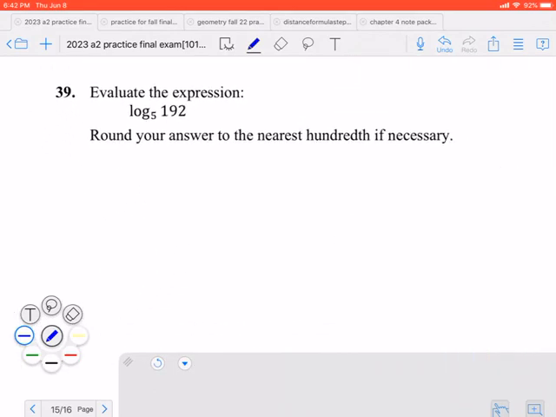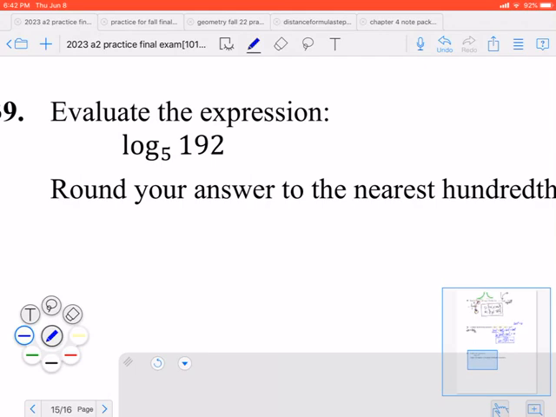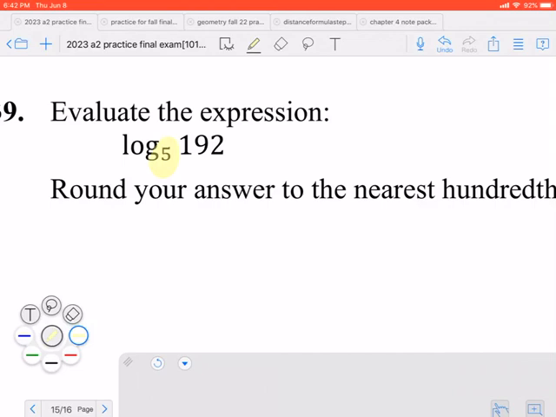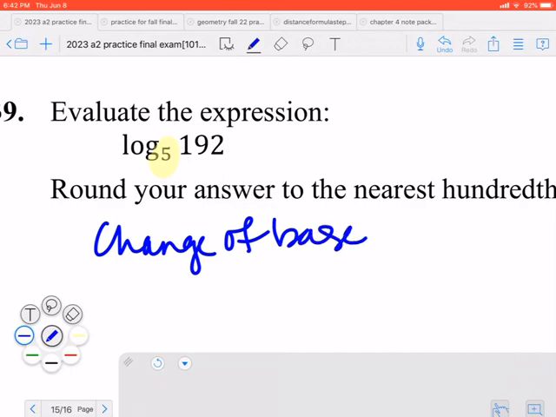Evaluate the expression log base 5 of 192. Now, I know some of your calculators do log base whatever you want, but most calculators only do log base 10. So we have to use the change of base formula. The change of base formula says that log base 5 of 192 will equal log base 10 of 192 divided by log base 10 of 5. And so then we can just punch that in our calculators.